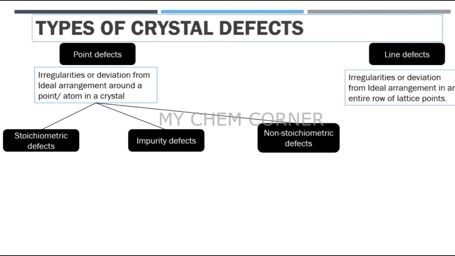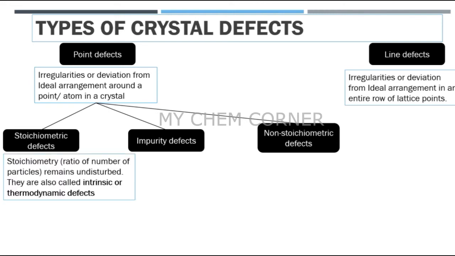Let's go by the term itself. Now, stoichiometric meaning you are not disturbing the stoichiometry of that particular crystal. The stoichiometry remains undisturbed, or the ratio of the number of particles remains undisturbed. These are also called intrinsic or thermodynamic defects. They have other terms also.